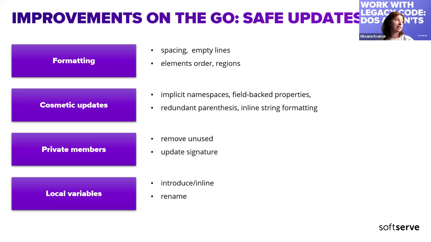Obviously, the safe changes are safe because they are mostly related to one class. So it's quite difficult to really break something, because those changes are usually quite easily spotted during the code review, and they are relatively safe.